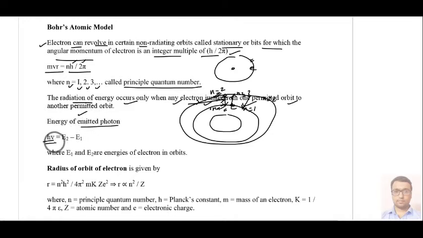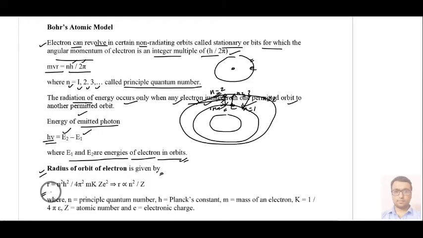So that energy, or energy of the photon, can be given as the difference of those two energy levels, that is E2 minus E1, where E1 and E2 are the energies of the electron in the orbits. Now the second thing is: what will be the radius of the orbit of the electron? How can we determine that radius?